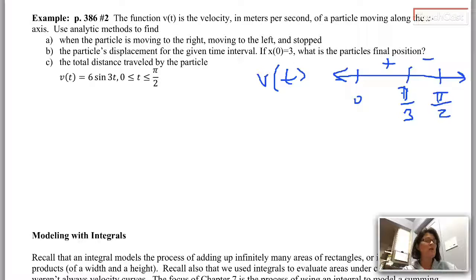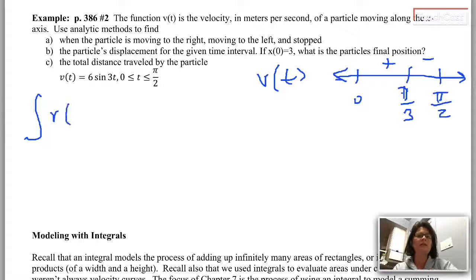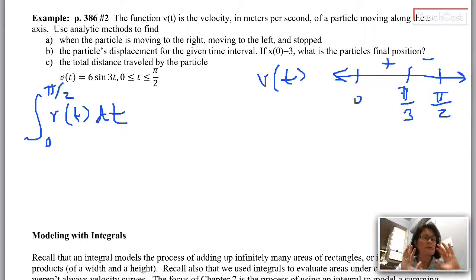So in the next question, the particle's displacement on the given time interval. The time interval is 0 to pi over 2. So displacement is the integral of velocity over the time interval we were given. That's 0 to pi over 2. So displacement is the one that's very straightforward. You just integrate. The positives and negatives are going to cancel out however they will. Whatever the result of the integration is going to be my displacement over that time interval.